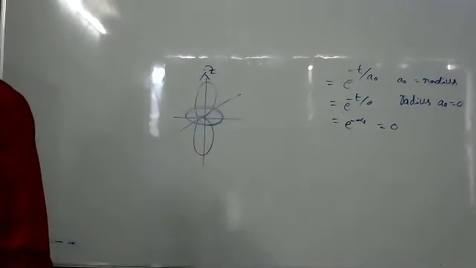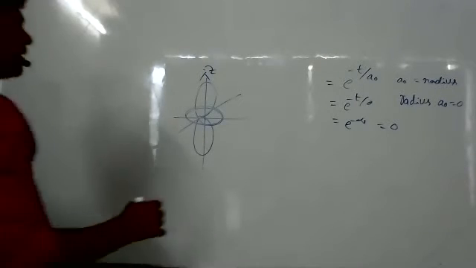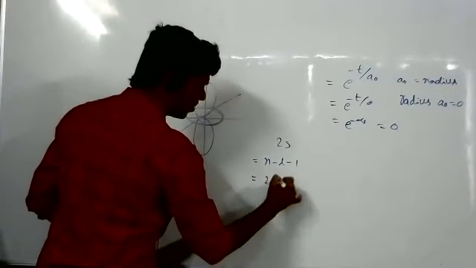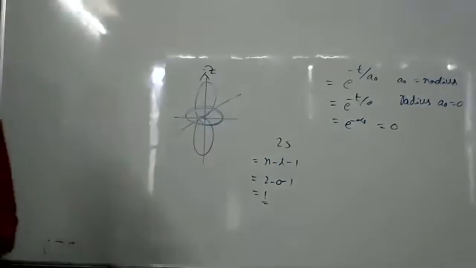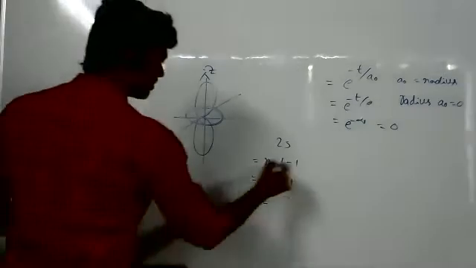Next, option C: the 2s orbital has only one spherical node. Yes, the 2s orbital has only one spherical node: n minus l minus 1, 2 minus 0 minus 1, so 1. Correct. Option D: for the 2pz orbital, yz is the nodal plane. No, for the 2pz orbital, xy is the nodal plane. So only option C is correct.